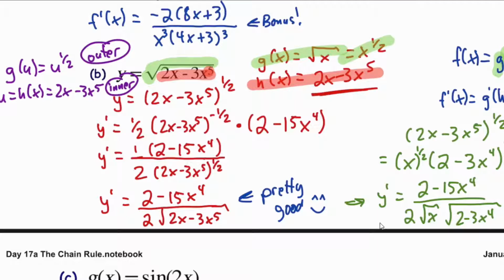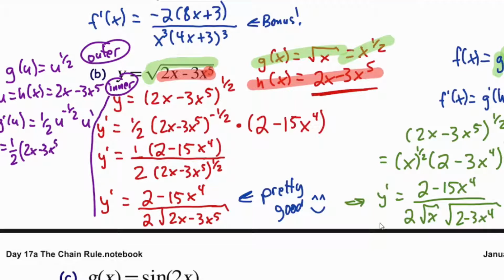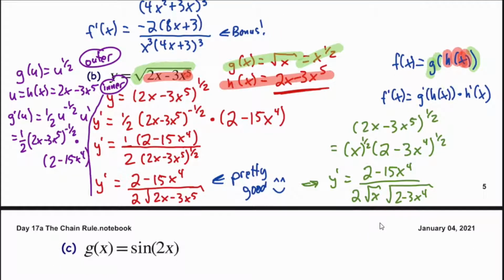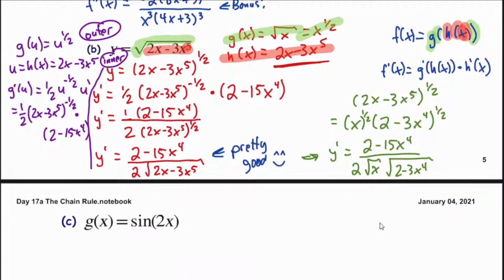And if I want to find g prime u, it's going to be half u to the negative half times u prime. So it's going to be half u, which is 2x minus 3x to the power of 5, to the power of negative half, times the derivative of u, which is 2 minus 15x to the power of 4. So we can think about it that way as well if you find that helpful. Mostly, we're still doing the same thing. It's just a matter of notation.